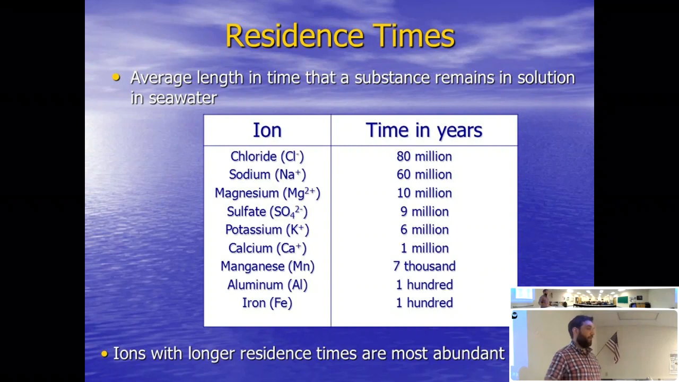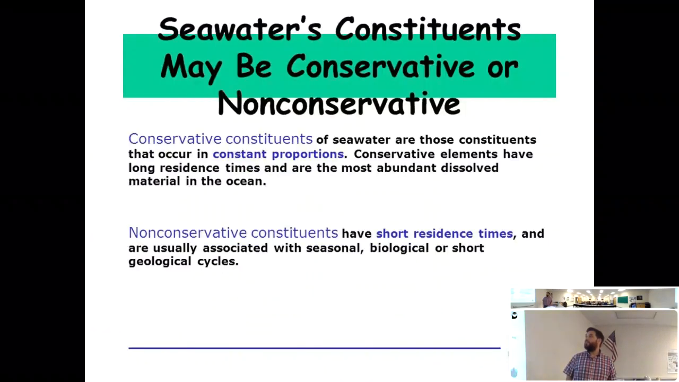What is an example of a non-conservative constituent? Aluminum and iron. Those are non-conservative constituents in the ocean. That means they're not very well mixed in the ocean water. This kind of explains conservative and non-conservative constituents a little bit more, okay?